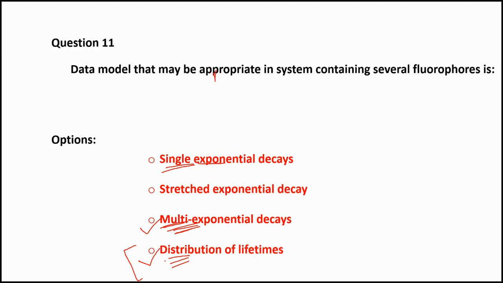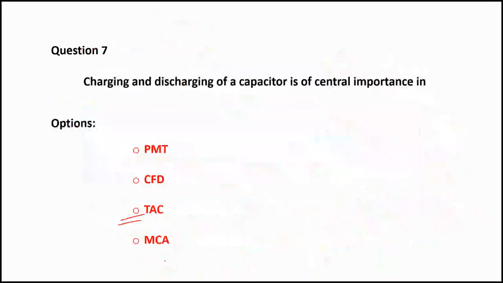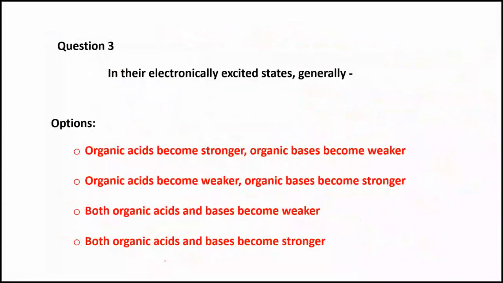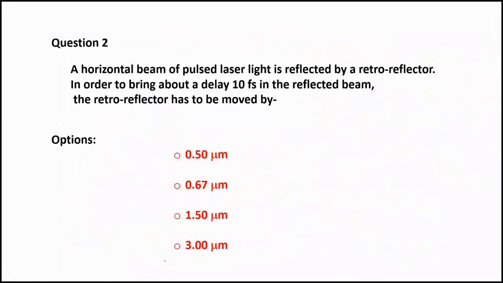Now, since we have some more time left, about half an hour, I'd like to give you some more numerical questions related to the same. The first: the horizontal beam of pulsed laser light is reflected by a retroreflector in order to bring about a delay of 10 femtoseconds in the reflected beam. The retroreflector has to be moved by.